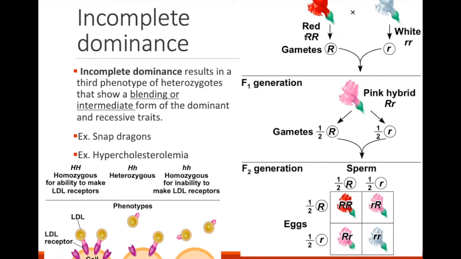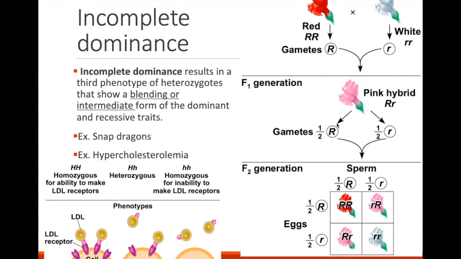A homozygous dominant, big R, gives a red flower. And a homozygous recessive, little r, gives a white flower. So when these two true breeding plants are bred, we get an F1 generation. So the next generation is all hybrids, big R, little r. Only instead of being red, the red and the white blend to create a pink flower.